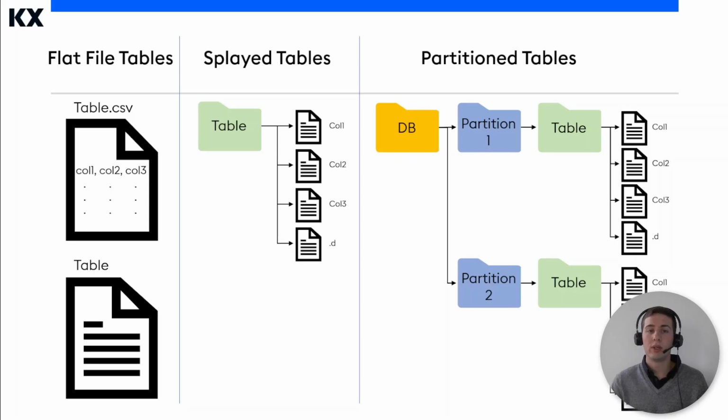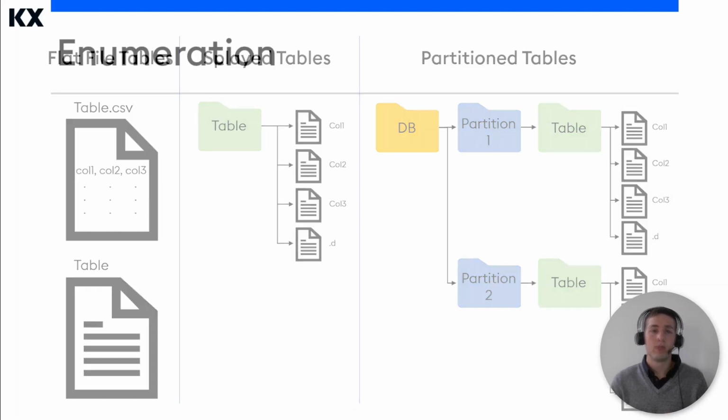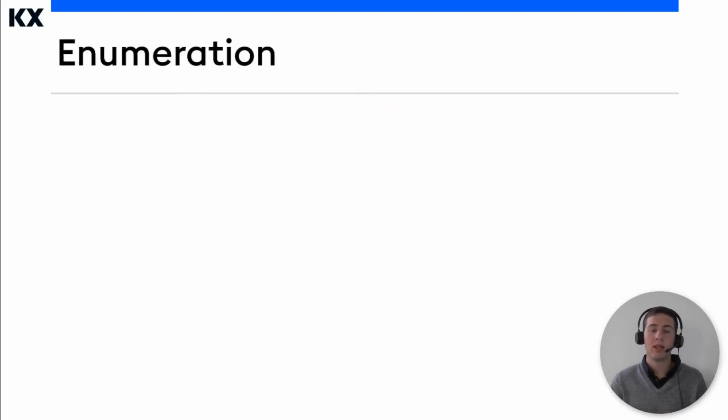This speeds up queries as KDB Plus and Q only have to search through the specified partitions needed for the query. One thing to note here is that if your table contains a symbol type column, there's an additional step called enumeration which needs to be performed before the table can be persisted to disk as a splayed or partitioned table.